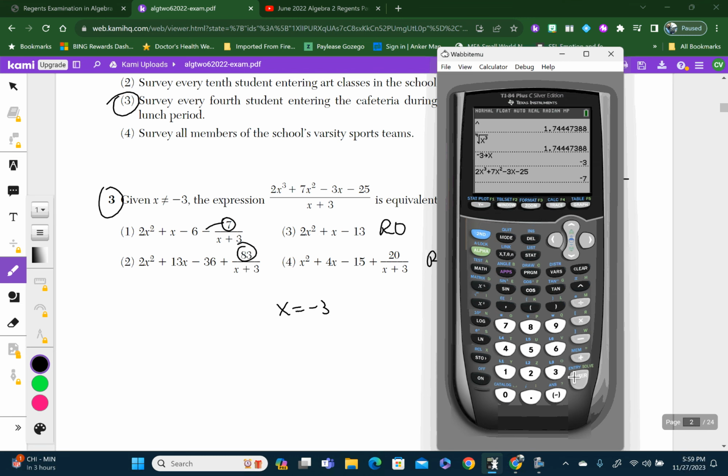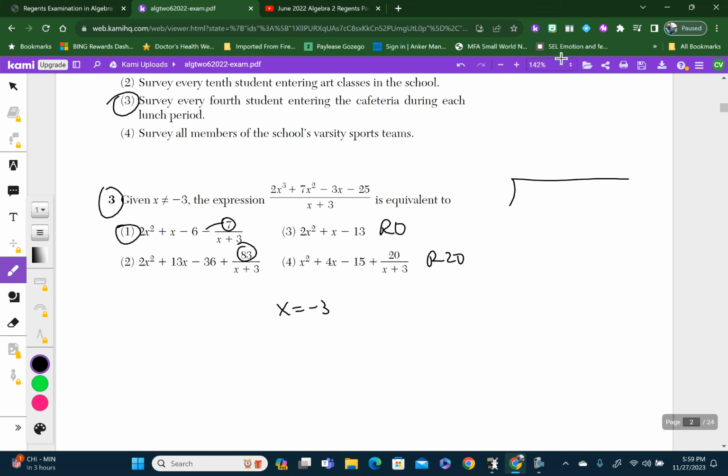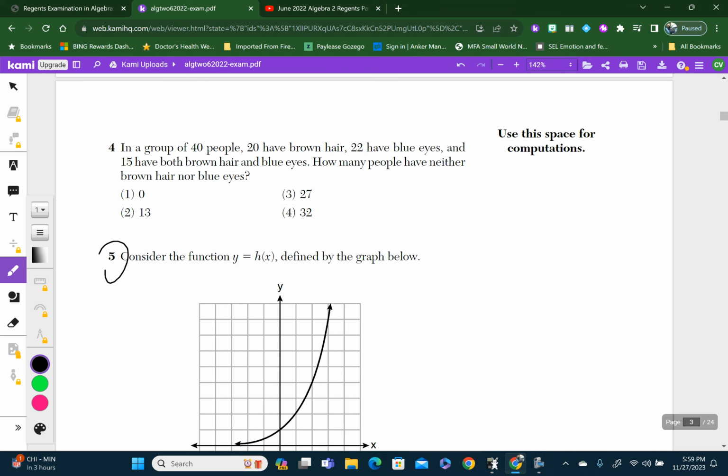So which one has a remainder of -7? The only one is choice 1. Done. Okay. Second way to do it is to actually divide this out. Watch the longer video to help you with that. All right. Question number 4, if you just want the answer for that, it's 13. I did not go over this yet.